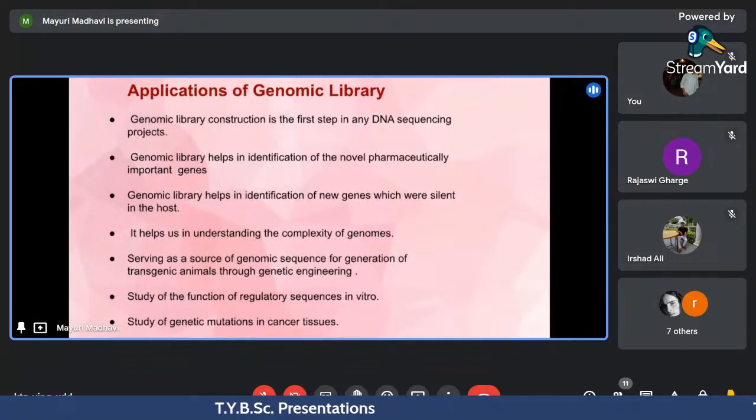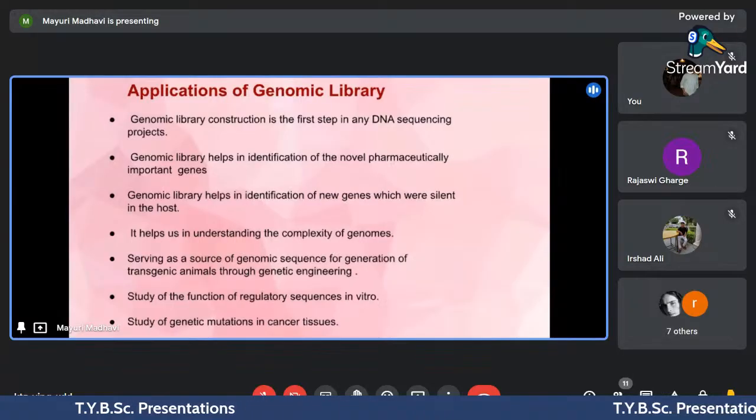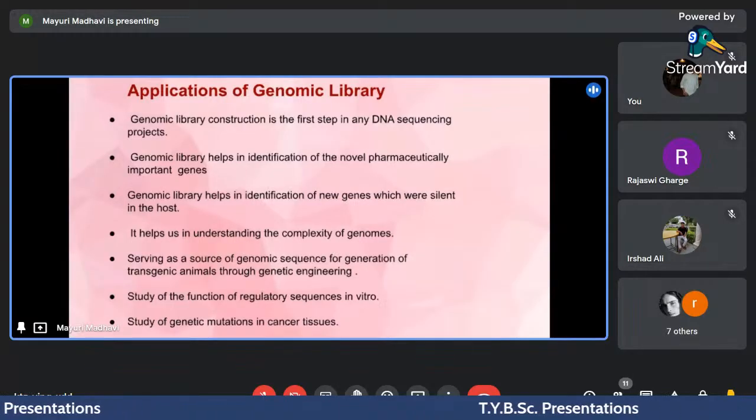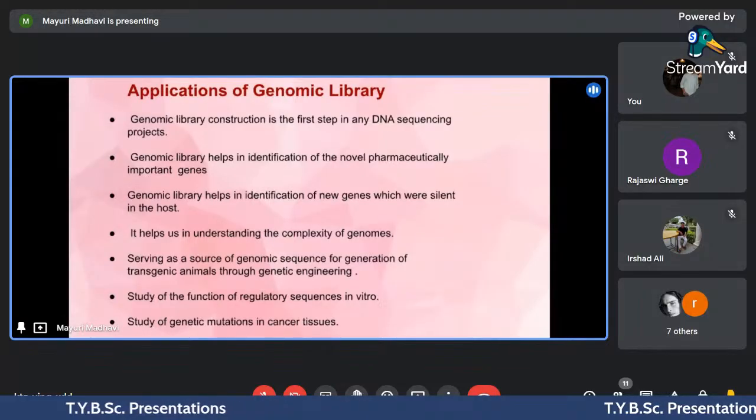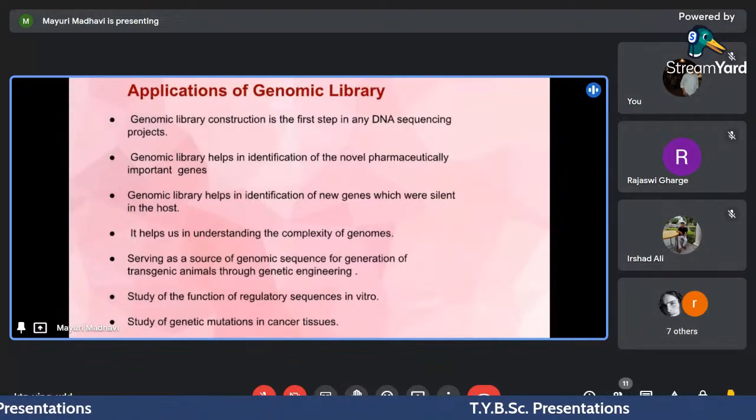Applications of genomic library. Genomic library construction is the first step in any DNA sequencing project. So it helps in the identification of novel pharmaceutically important genes. It also helps in the identification of new genes which were silent in the host. It helps in understanding the complexity of the genome, serving as a source of genomic sequence for generation of transgenic animals through genetic engineering, study of function of regulatory sequence in vitro, and study of genetic mutation in cancer tissue.